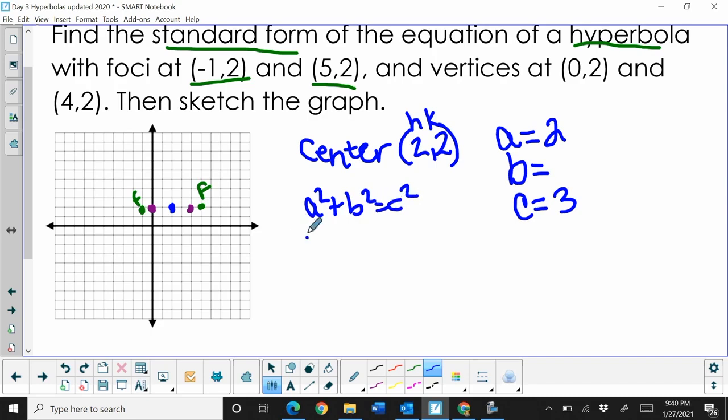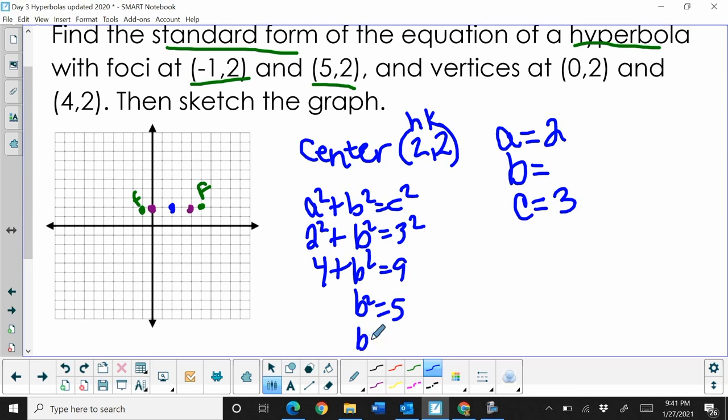So to find b, we're going to have to go back and use the Pythagorean theorem. So let's plug this in. 2 squared plus b squared is equal to c squared, which is 3 squared. So we have 4 plus b squared is equal to 9. So b squared is equal to 5.